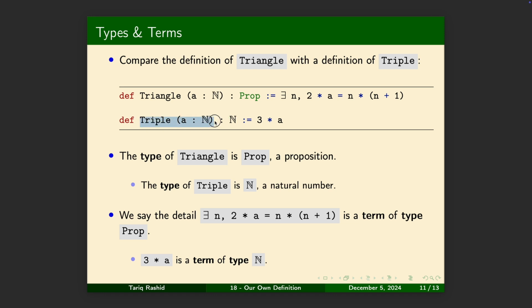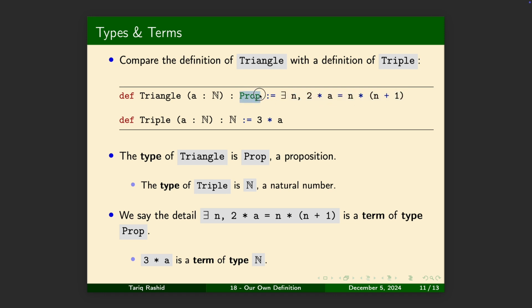So you can think of this as a standard function in the way that we learnt about them in school. We provide 3, an a, it triples it and gives us the output. So the output type, return type, is natural number. Here the return type is not. Remember we said triangle doesn't give us the nth triangle number, it just gives us a proposition which is true or false about that number.